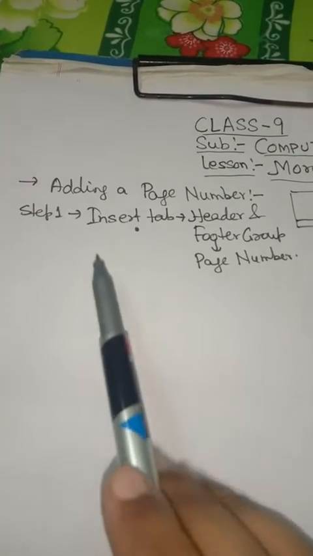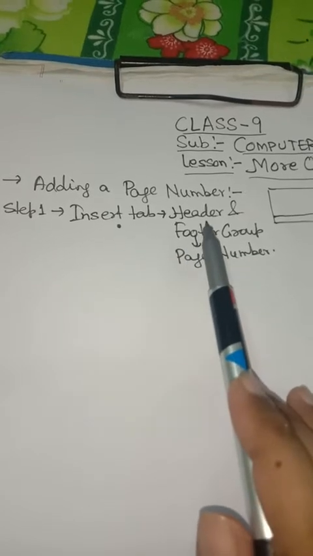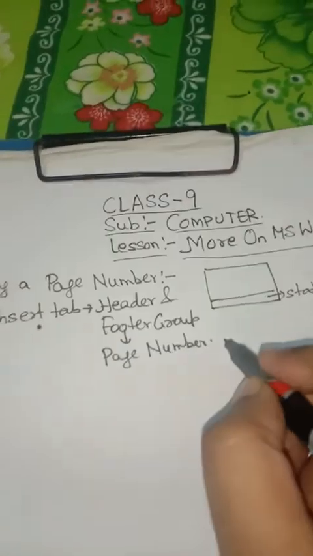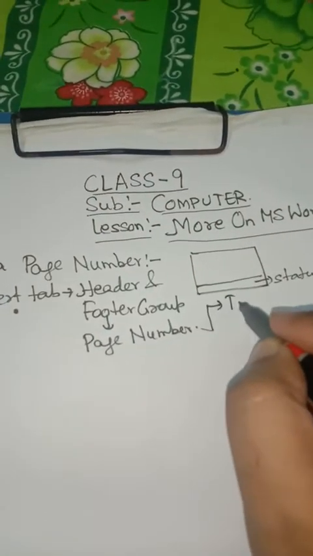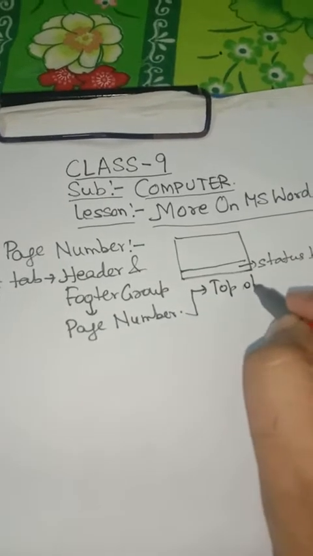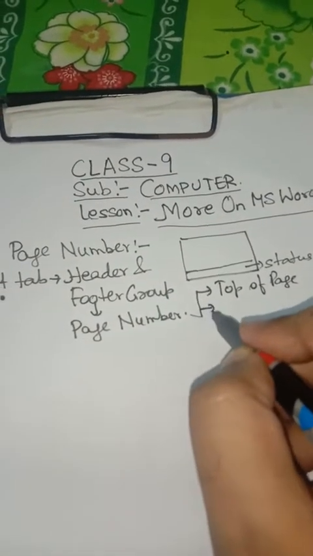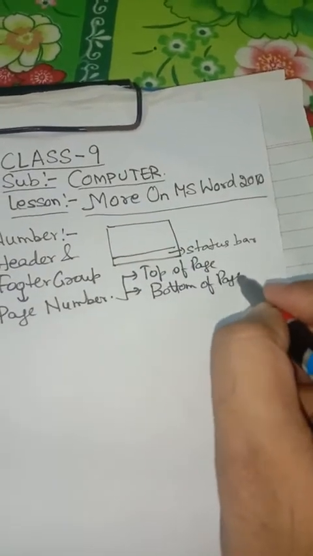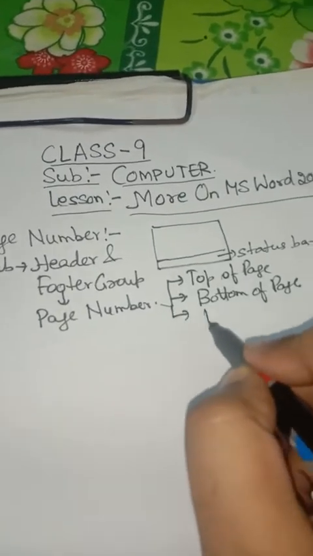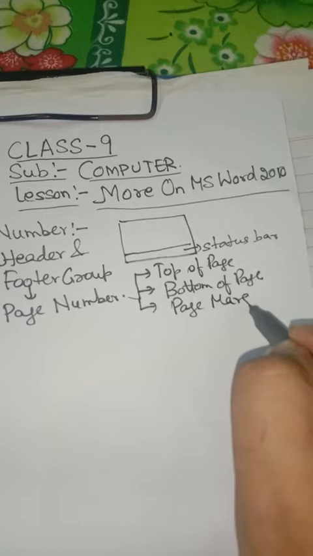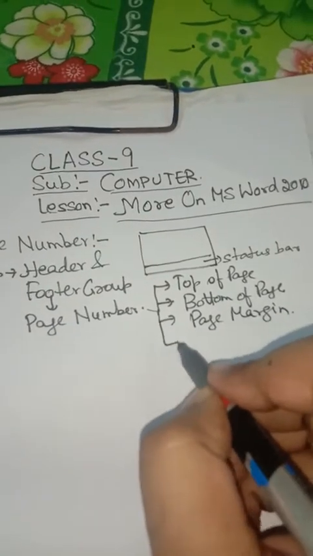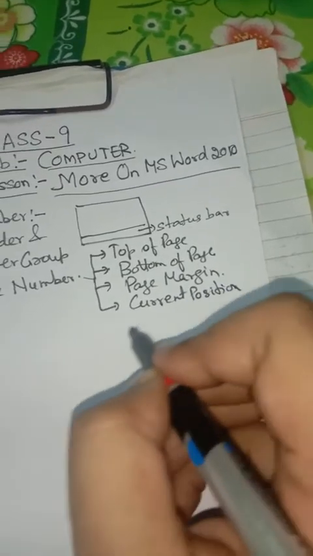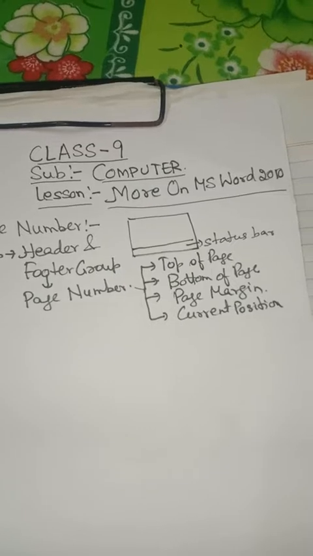What steps should we follow? First of all, move to the insert tab. From the insert tab, move to the header and footer group, and then click on the page number. In the page number, we will have different options for where we want the page number: at the top of the page, at the bottom of the page, the page margin, and the current position. So all these are the different options available in the page number.